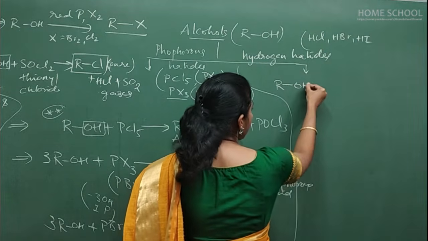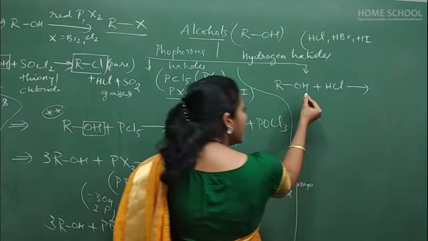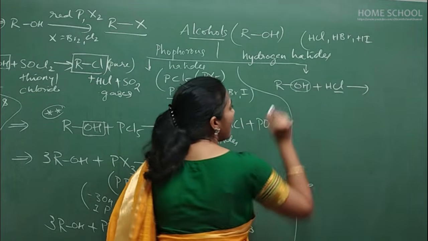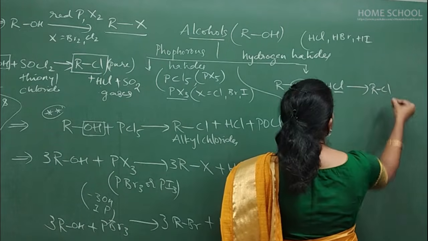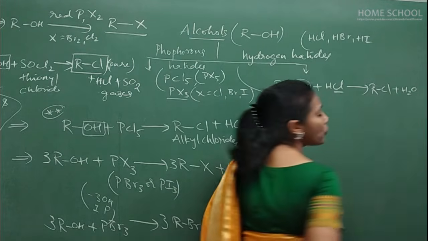So ROH is the general formula, and when I take HCl, here also the same logic, the Cl will get replaced by OH. So you would be getting RCl as the major product, and the byproduct is H2O here.